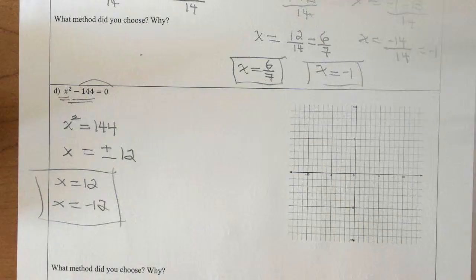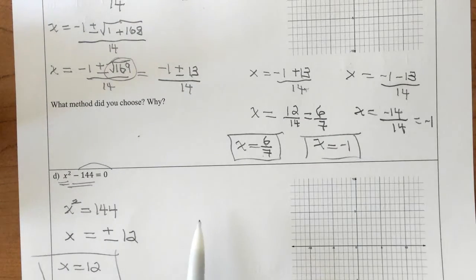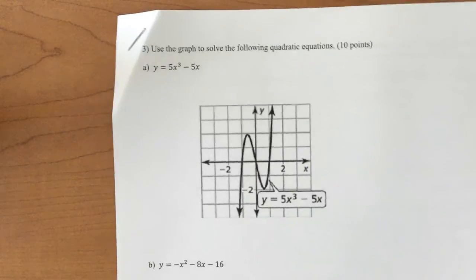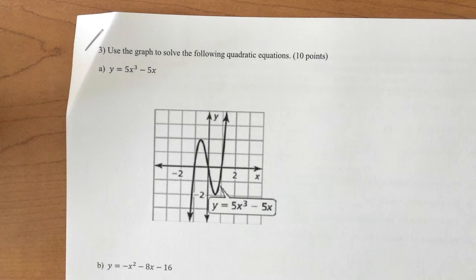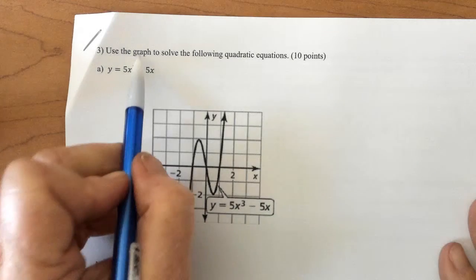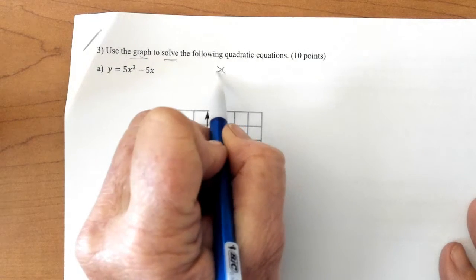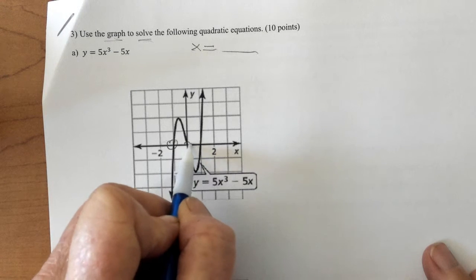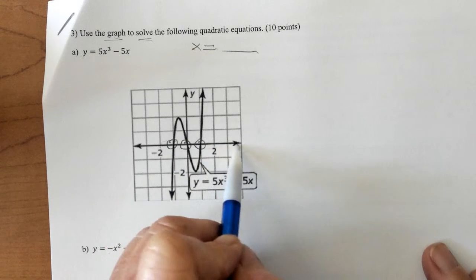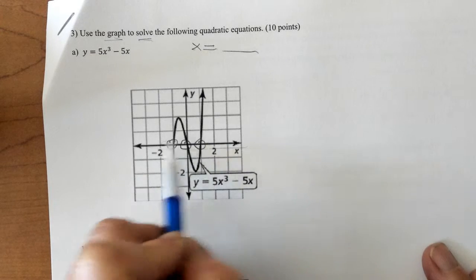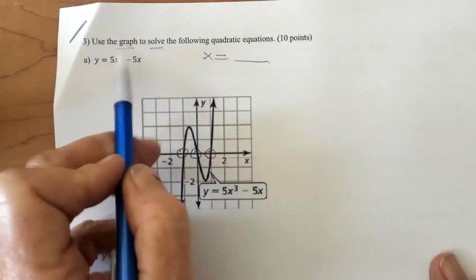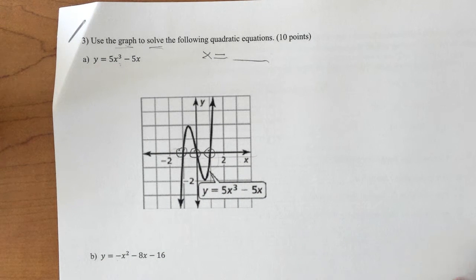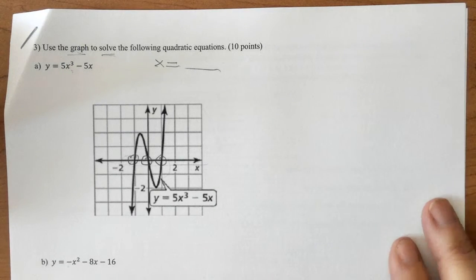Okay, so moving on. Now let's take a look at the next problem in our packet that I said was really important, and that is using a graph to solve. So remember, when I solve, what am I looking for? I'm looking for x is equal to. Well, I could use a graph to find the x values. I'm going to notice that I've got x right here, and then this isn't really my parabola. This is actually a cube root function, but it crosses the x-axis 3 times. So where does it cross the x-axis?